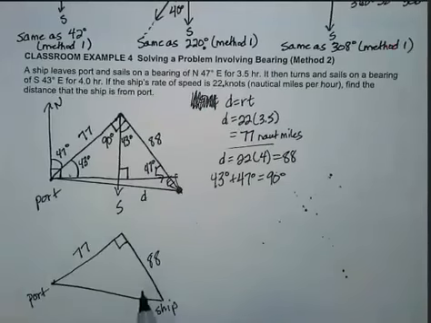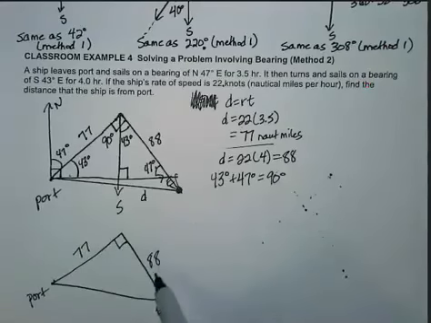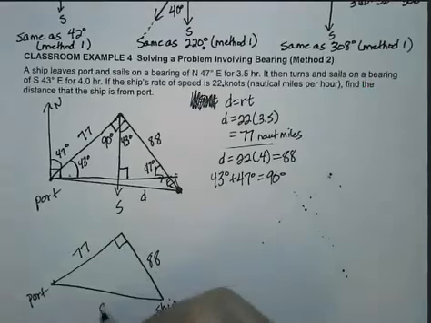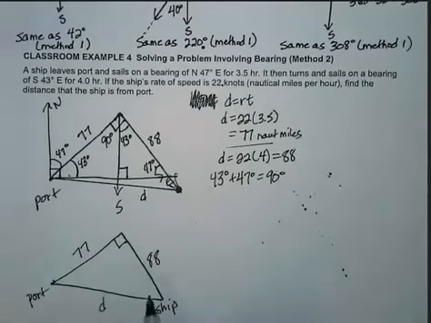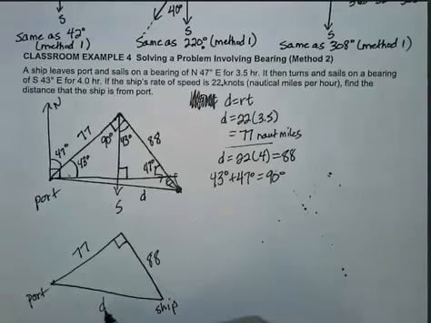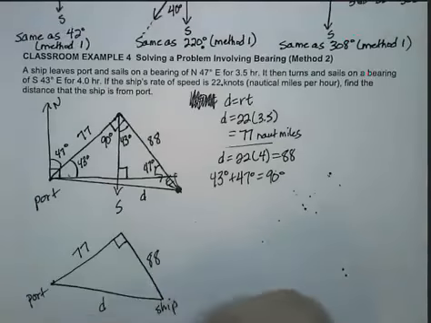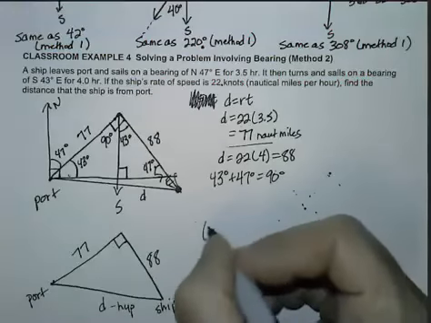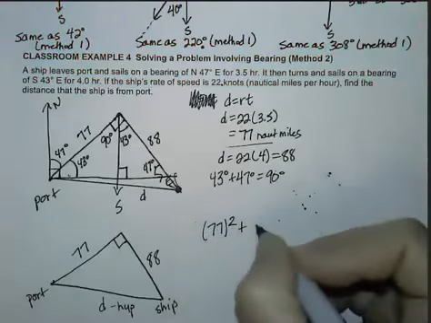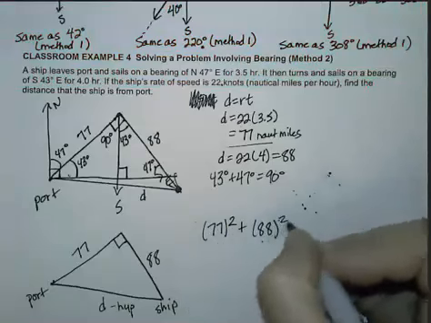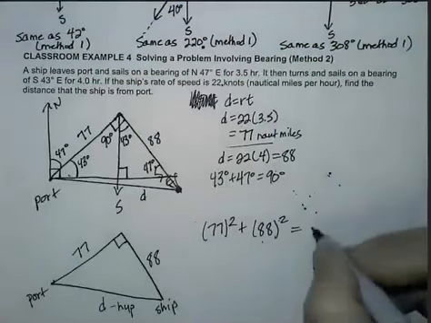Here's my redrawn triangle. All I know is that this is a right triangle, and I've got two of the sides, and I'm trying to find this third side. Since I don't have the other two angles, the easiest thing to do here is just use the Pythagorean theorem. And it happens in this triangle that the length I'm looking for is the hypotenuse, because it's across from the right angle. I would take 77 squared plus 88 squared, and that's going to equal d squared.